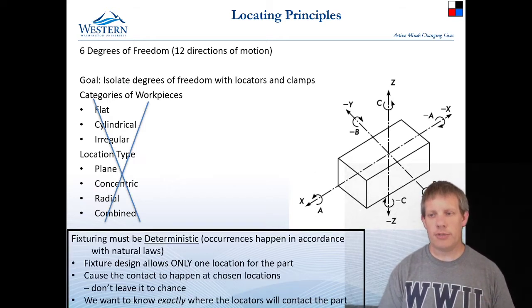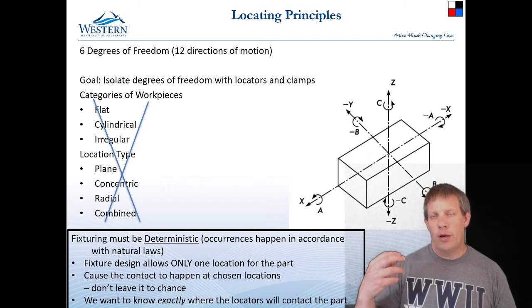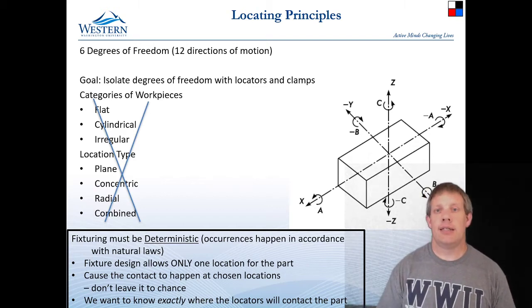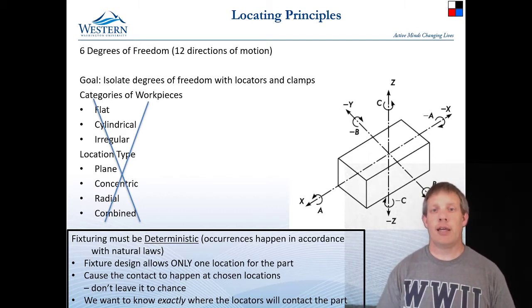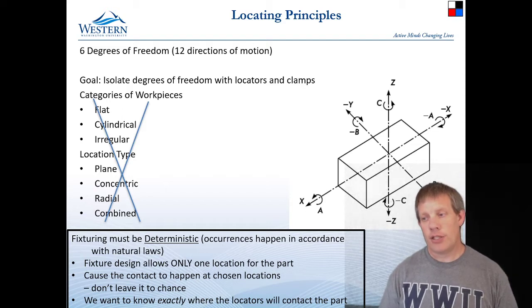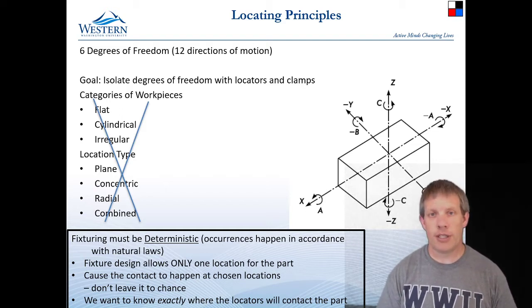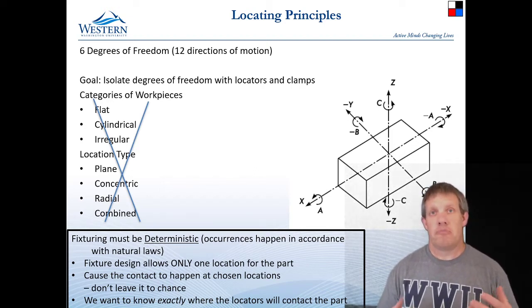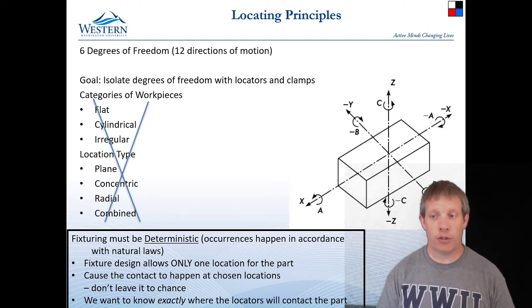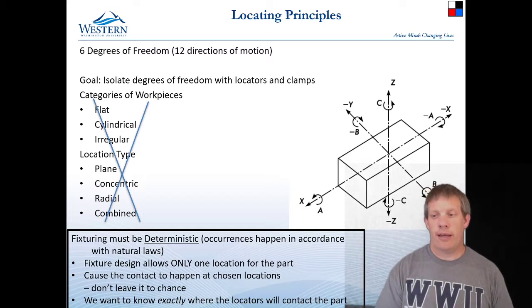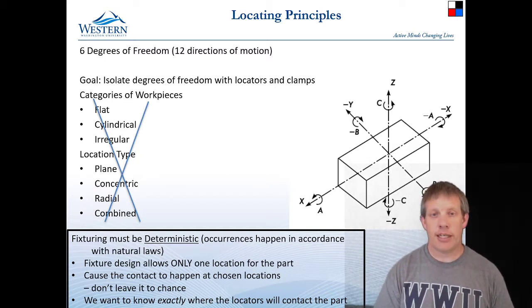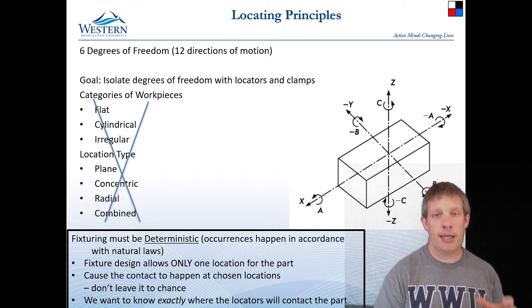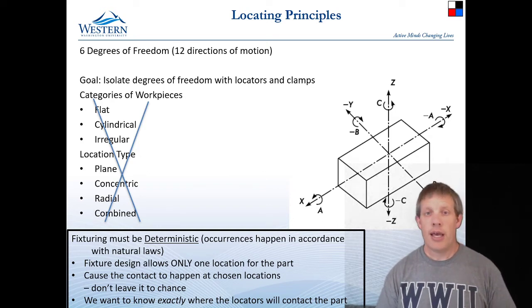So determinism is defined as follows: something is deterministic if its occurrences can happen in accordance with natural laws. Well, what does that mean? What that means is that you can calculate it, or to put it more succinctly, there is only one solution. And so a fixture design is deterministic if the part can only be in one location.